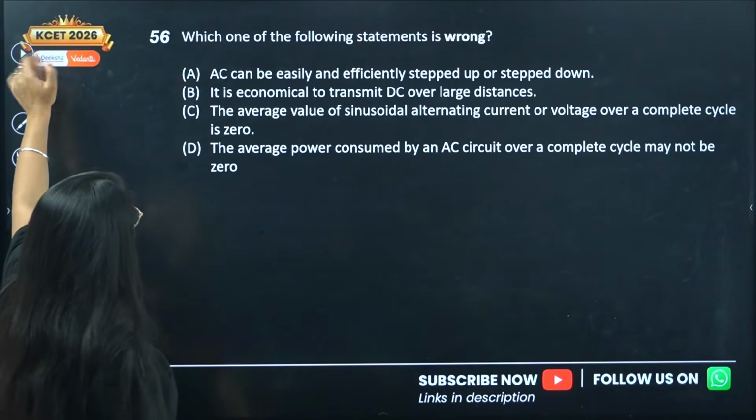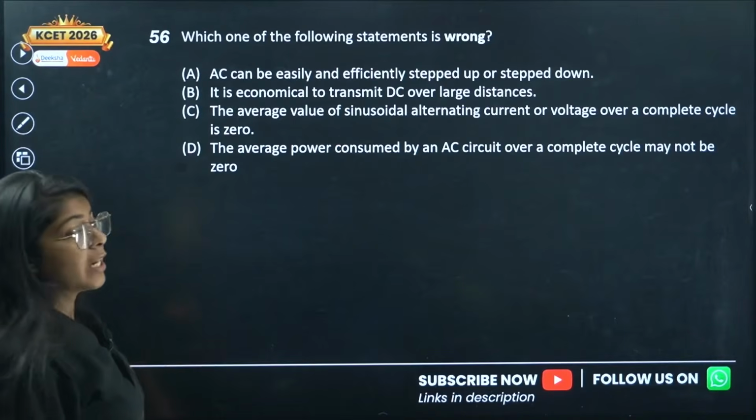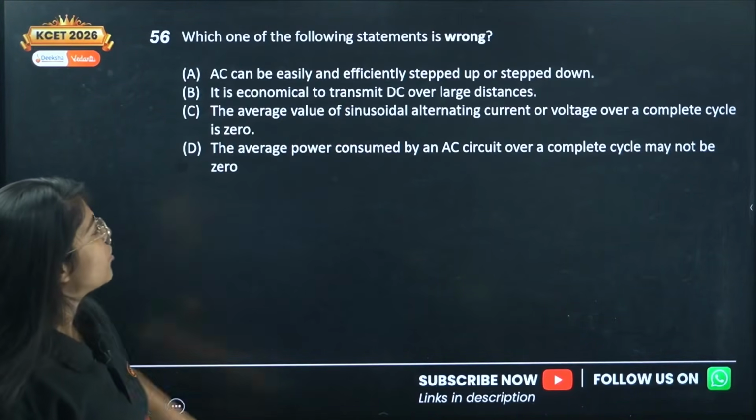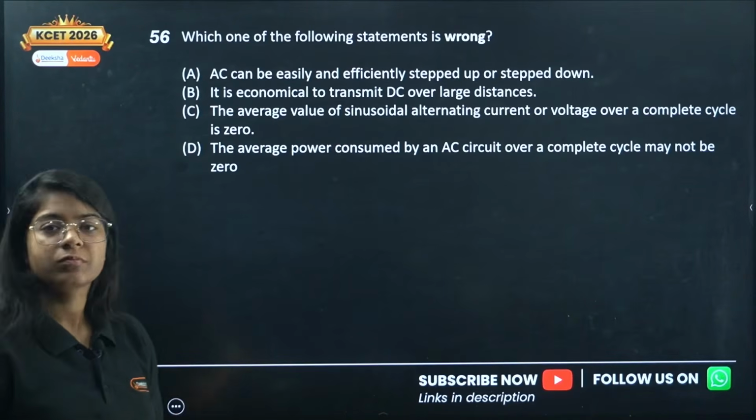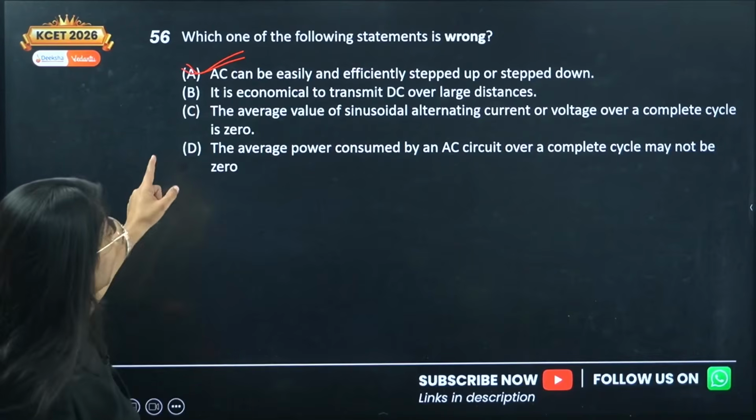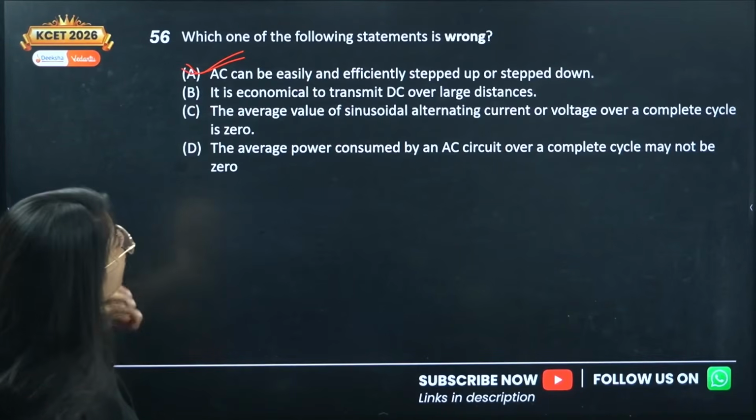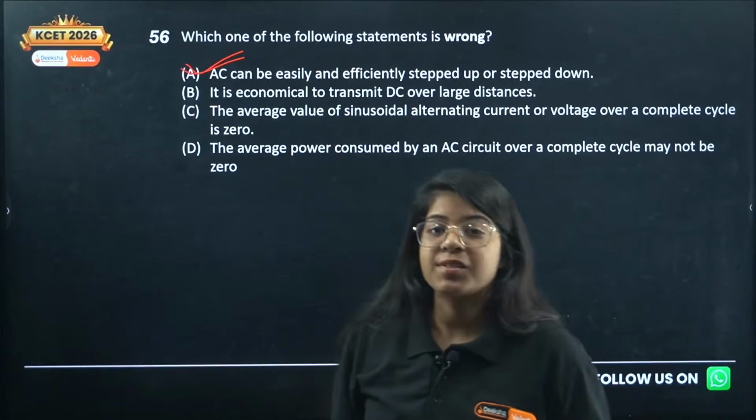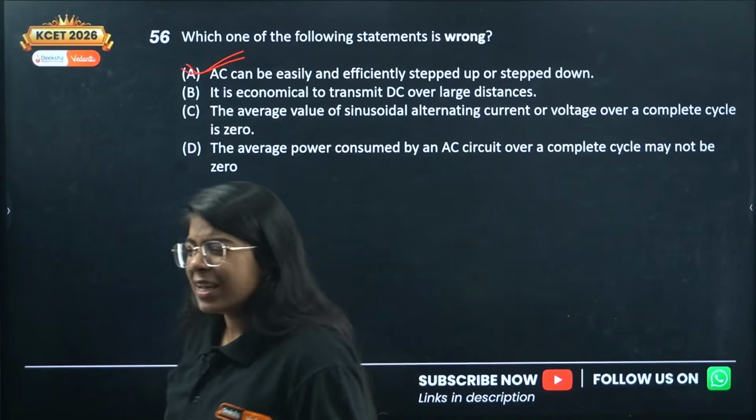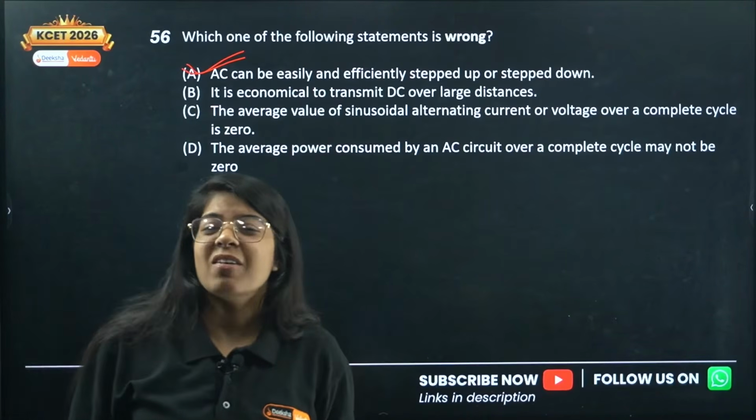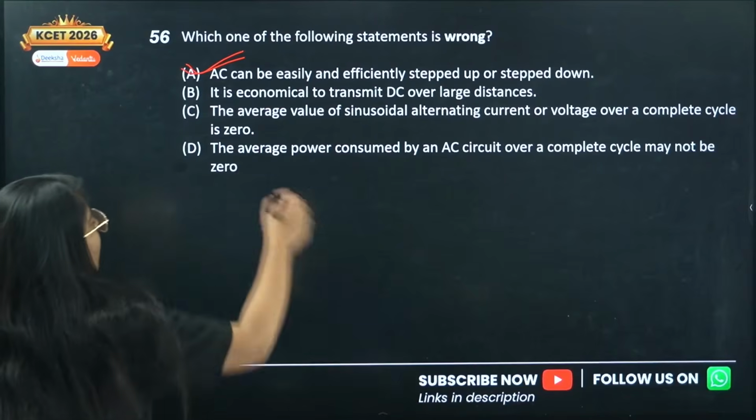Okay, 56th question, which of the following statements is wrong? Now, AC can be easily and efficiently stepped up or stepped down. That is true, we know this statement is true. B, it is economical to transmit DC over large distances. Is it? But we have studied that in DC over large distances power loss happens. So how can this statement be true?